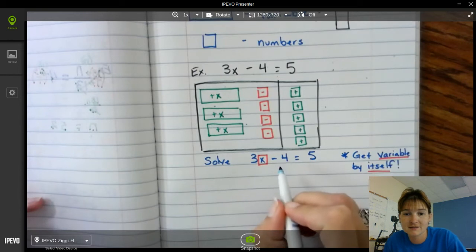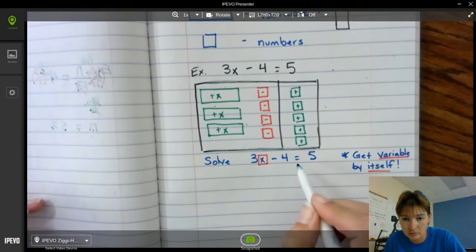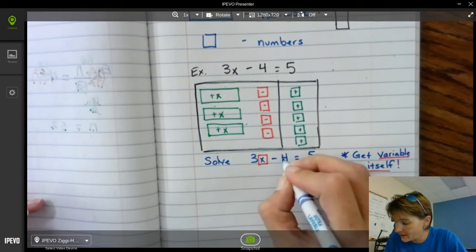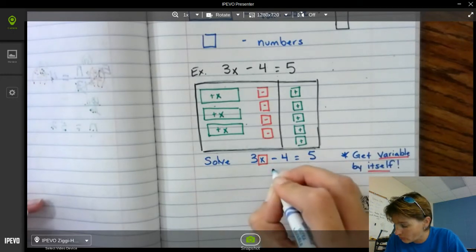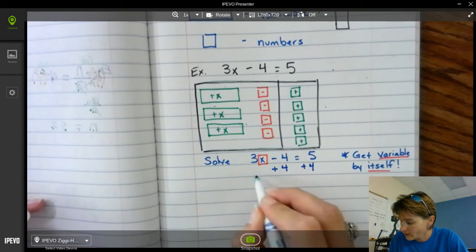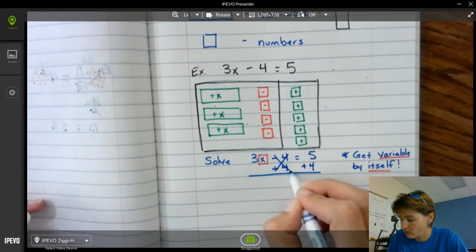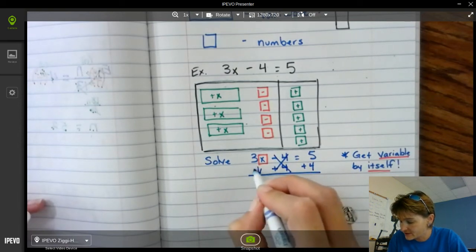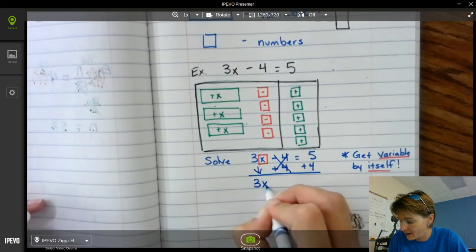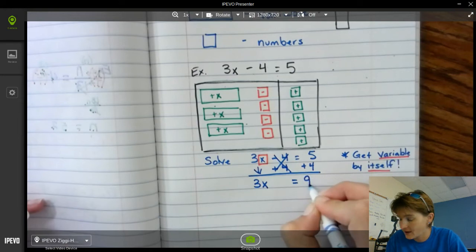Remember from Friday's lesson, I said we have to do the opposite to both sides of the equals bar. Okay, so a negative 4 or a subtraction of 4, we're going to add 4 to both sides. Okay, when you have the same number of negatives and positives, those are zero pairs. So those are now gone. And what's left on this side right now is 3x equals, and then 5 plus 4 is 9.